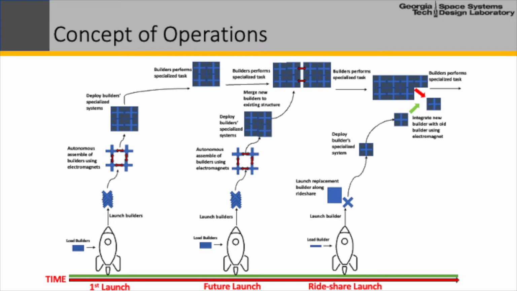Here you can see the concept of operations on how these builder satellites will construct a large space structure. First, dedicated launches send up a large number of builder satellites. Once in space, the builder satellites will deploy their electromagnets and maneuver in orbit to assemble the desired large space structure. After assembly, the specialized systems attached to the builder satellites will deploy, and the structure will perform its design purpose. For the case of a solar power satellite, these specialized systems could be solar panels, mirrors, or energy transmitters. Additional launches could be used for future expansion of the large space structures, and rideshare launches could be incorporated as well to help send up individual builders to replace defunct satellites in the structure.